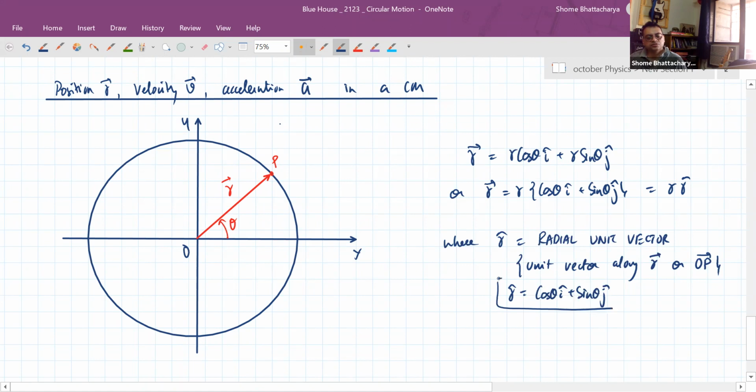We will see that henceforth all vectors like acceleration, velocity, force, etc., will be expressed in terms of two unit vectors, radial and tangential unit vector. Instead of i cap and j cap, when we are practically applying the concepts, we will resolve things in terms of the radial unit vector, which is a unit vector of magnitude 1 along this radial line, and the tangential unit vector, which is a vector of magnitude 1 along the tangent to the circle.